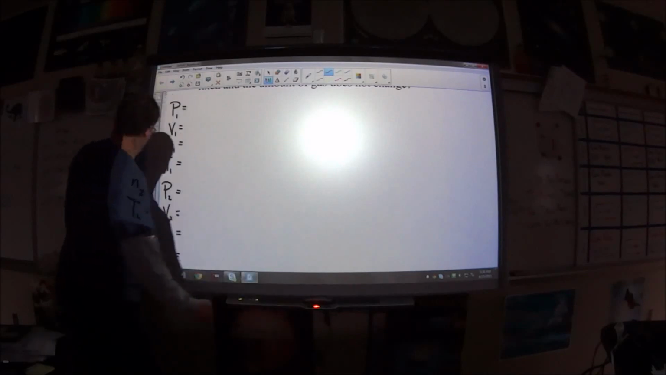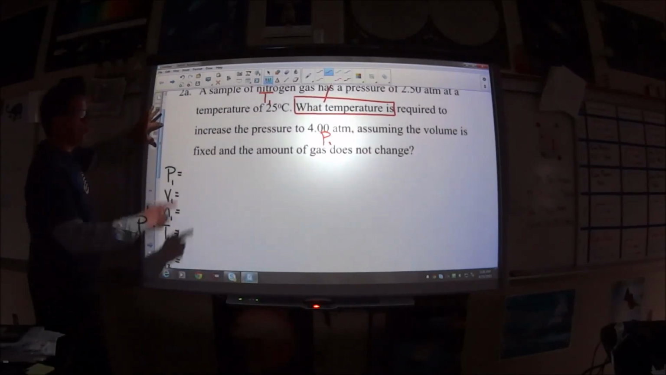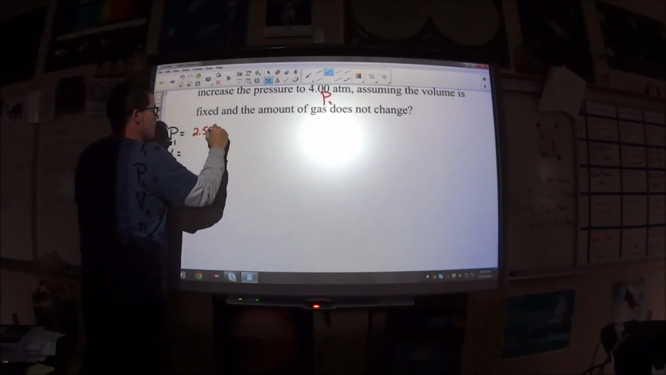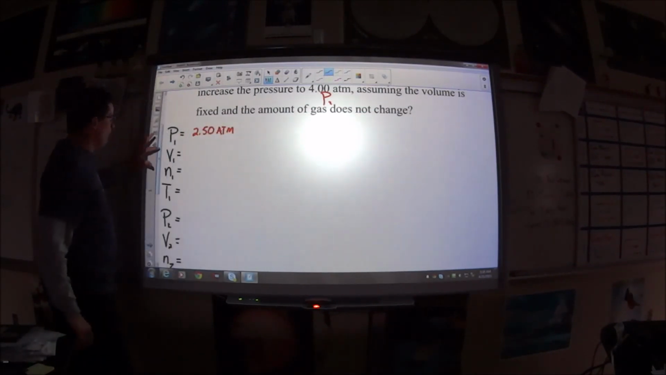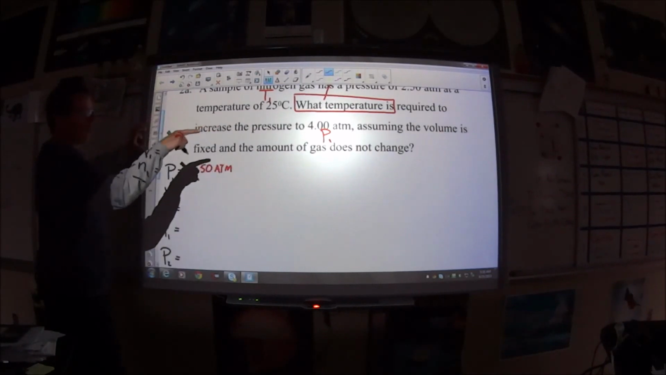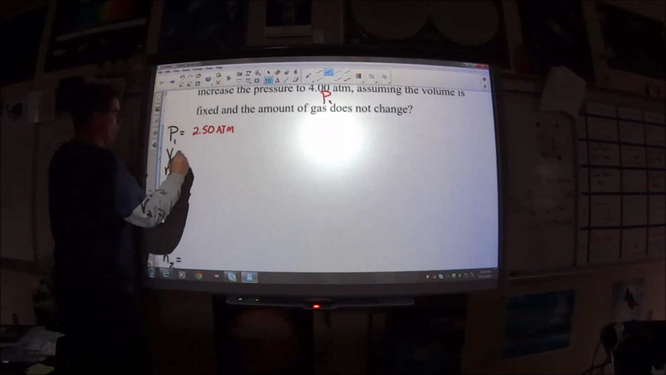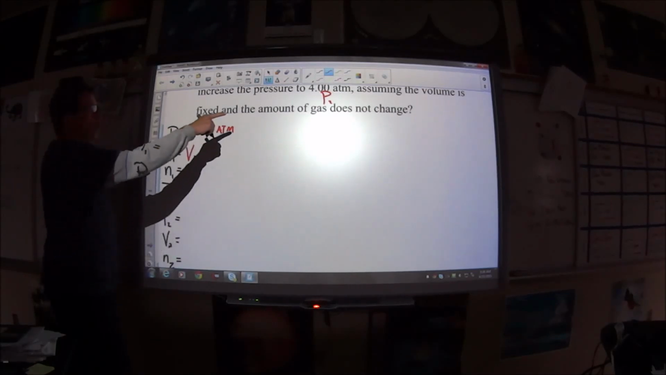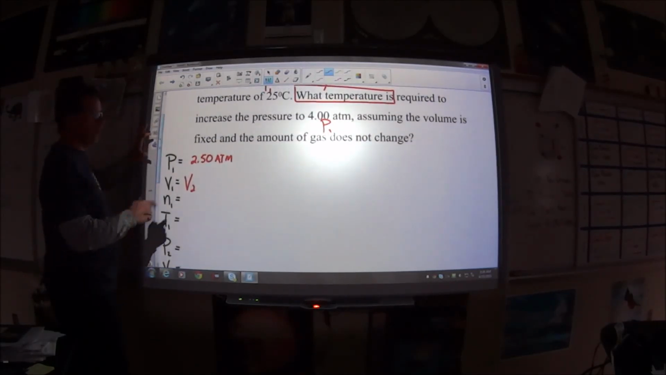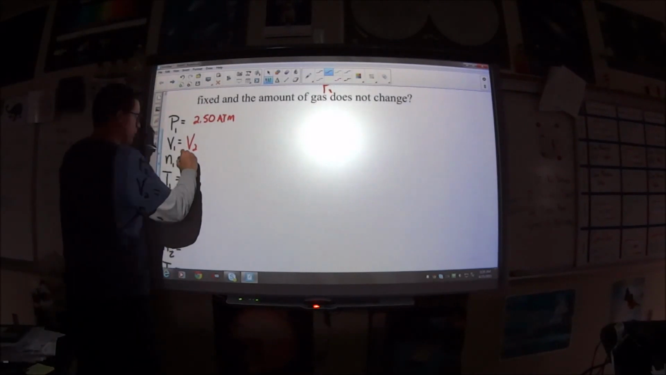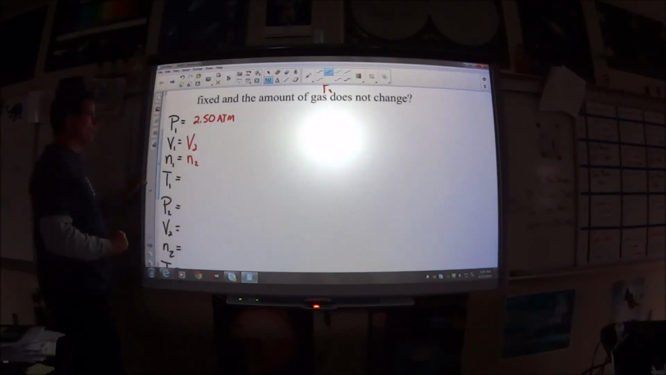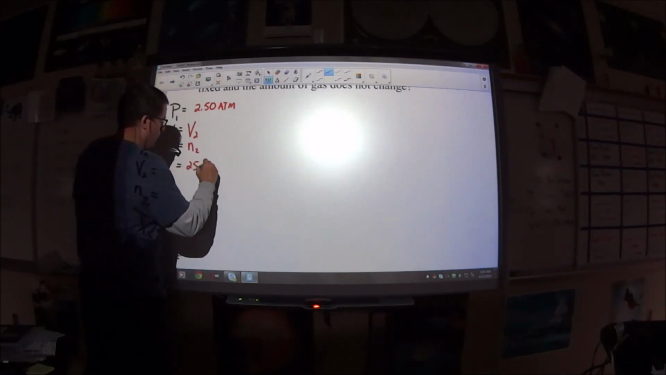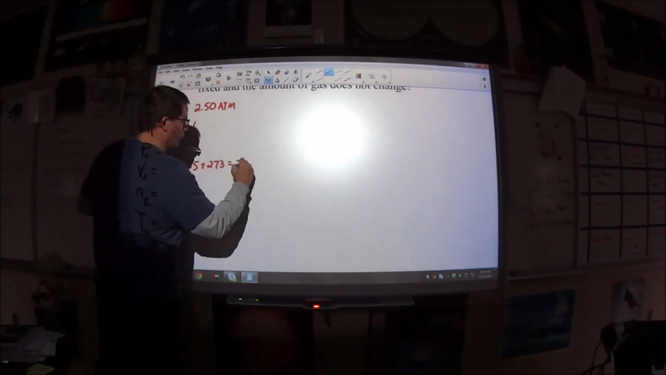So here's what I know. Looking at the pressure, my initial pressure was 2.5 atmospheres. My volume says that it remains fixed, so V1 is equal to V2, it doesn't change. My number of moles, or the amount of gas, also does not change, so N1 is equal to N2. My initial temperature is 25 degrees. Make sure you add 273 to that, so 298.